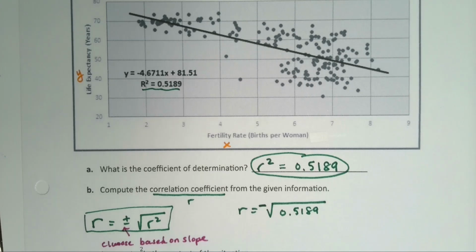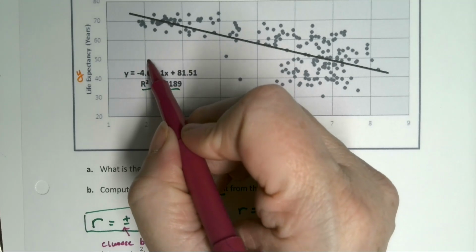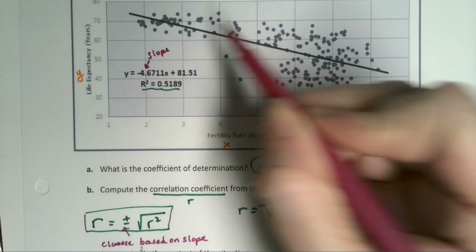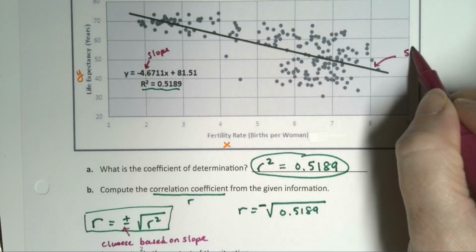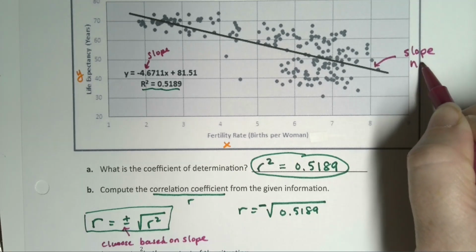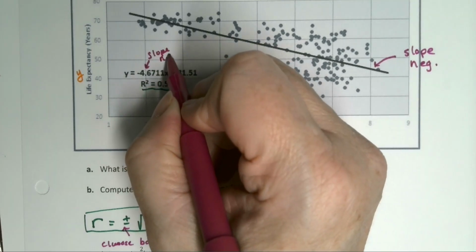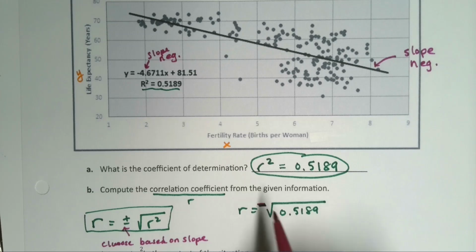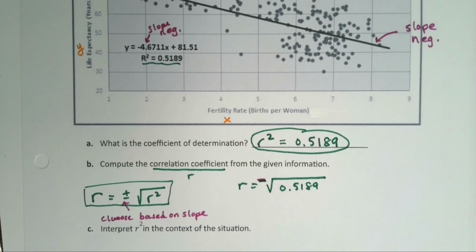Now, why do I choose negative? So I'm choosing negative because the slope is negative. You can see right here, the slope is negative. You can also see right here, the slope is negative. This is a decreasing line. So since the slope is negative, that means my r is negative. So that's why I'm choosing a negative value.